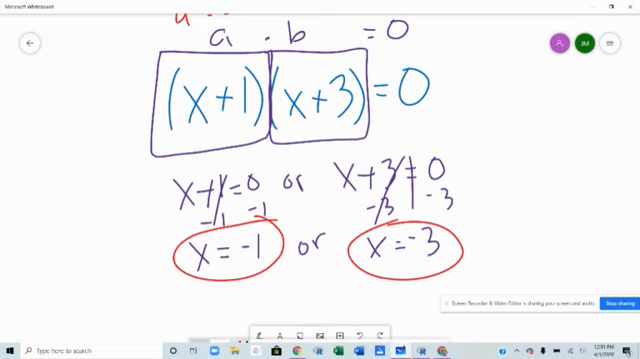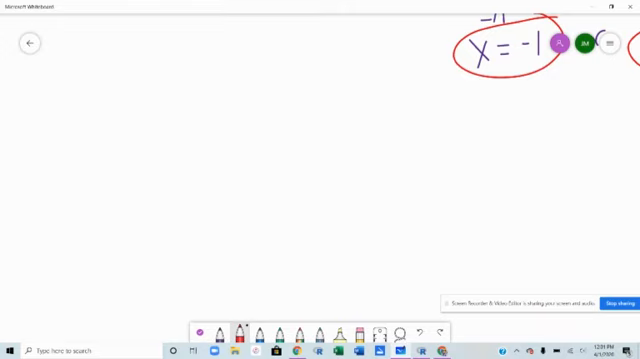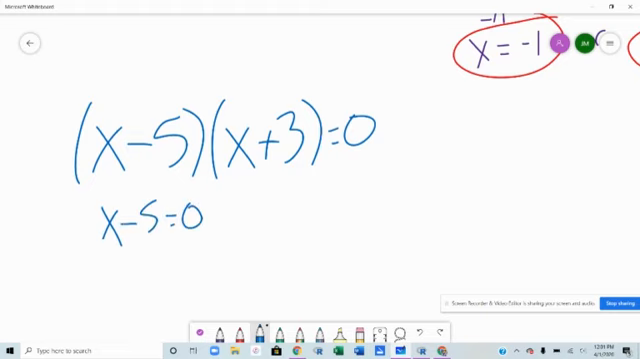So to get your answers when they're set up like that already, where you have two things multiplied together, such as x minus 5 times x plus 3 equals 0, you take the first thing that's being multiplied, set it equal to 0, and then you take the second thing that's being multiplied and set it equal to 0.